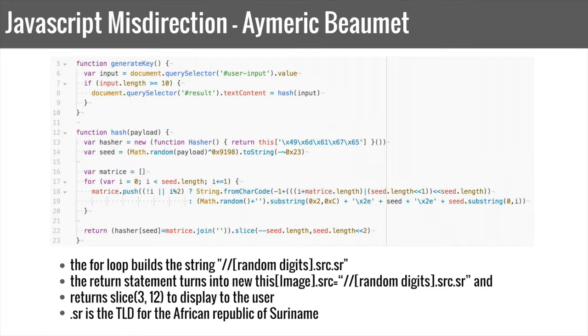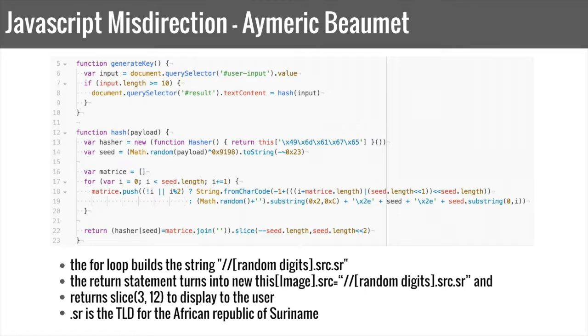And what's interesting about this is that // is basically like, okay, this is a link, and it's whatever protocol you're currently using. So if you loaded the page on HTTP, then it would be an HTTP link. If you loaded it on HTTPS, then it would be an HTTPS link. So that's kind of an abbreviation you can use for links. And then src.sr is a legitimate domain name that you could register if you wanted to. SR is the TLD, or top level domain, for the Republic of Suriname, which I'm probably mispronouncing.